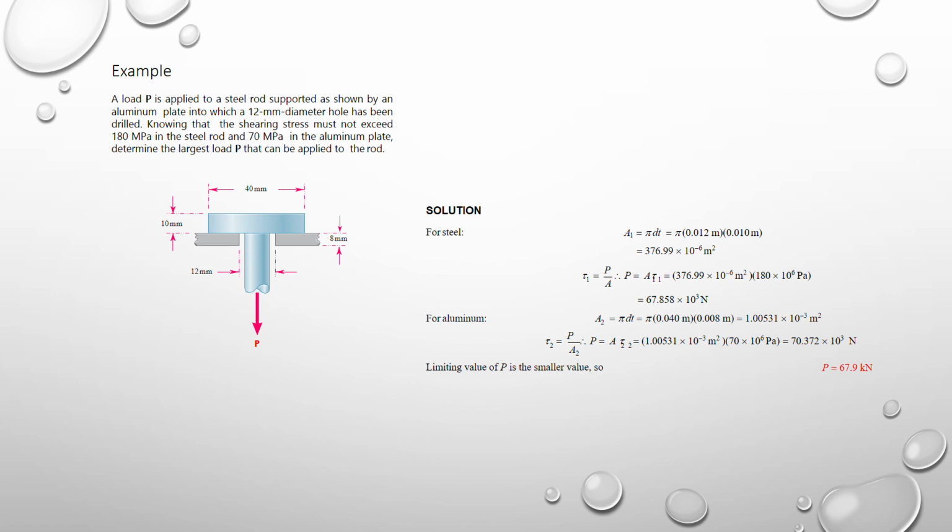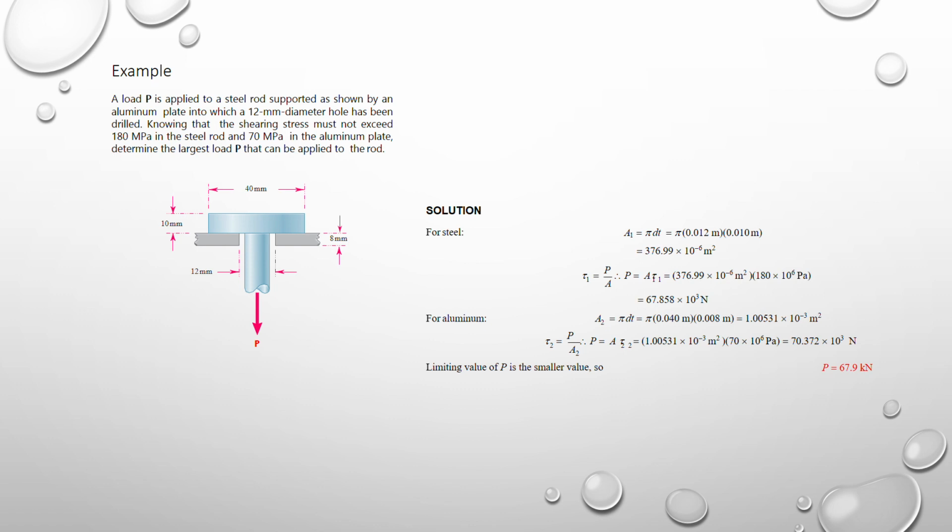But if you apply 67.8 to the steel rod, it will not fail, because it can withstand a load up to 70.3. So 67.8 is safe for the steel rod, and it is also safe for the aluminium plate. But if you apply 70.3 to both, the aluminium plate will fail. Since the question asks us to find the largest load which can be applied to the rod without failure, the answer is 67.8. So that is the end of the slide.